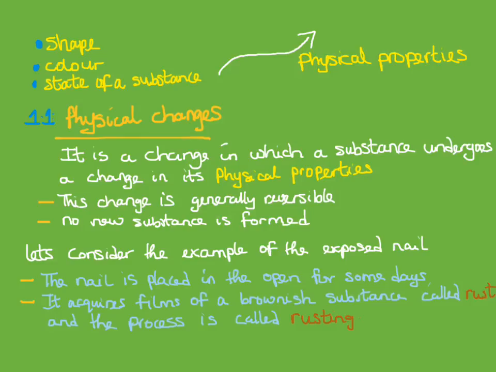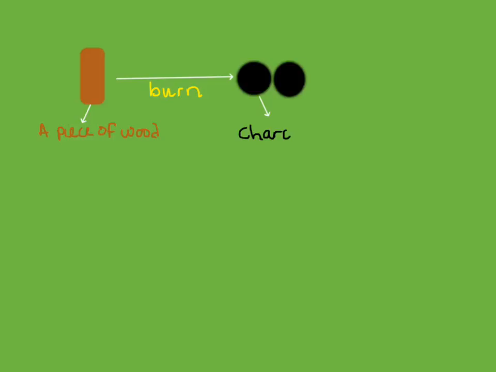Also, iron benches kept in lawns, iron gates, and almost all iron articles kept in the open get rusted. Let's consider another example. That is the case of a piece of wood. Get a piece of wood, you burn it, you realize that the wood turns into charcoal, which later turns into ash. Has a new substance been formed?